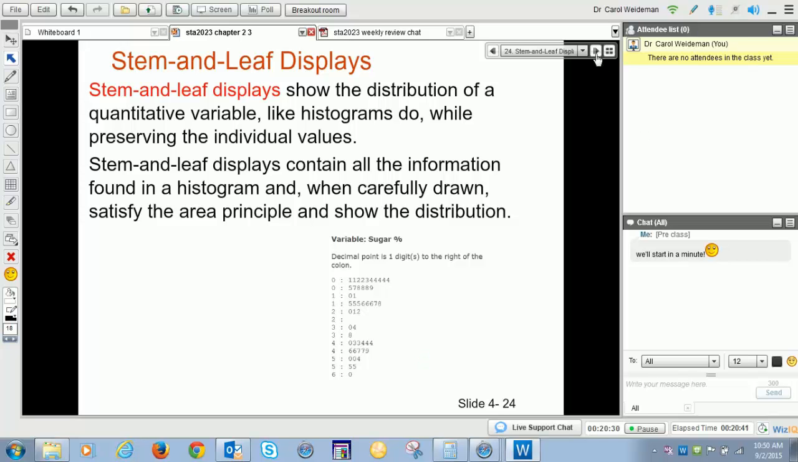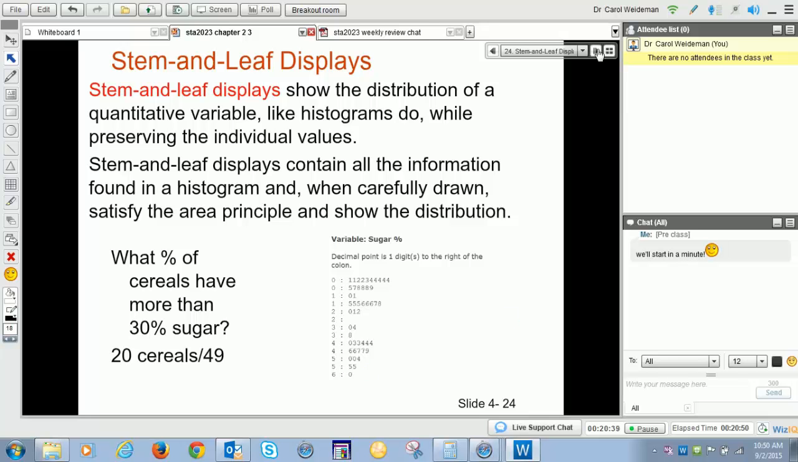So now I can ask that same question, what percent of cereals have more than 30% sugar? I could add up here, 1, 2, 3, etc. And when you do that, you come out with 20 over 49, which is about 41%, which is what we guesstimated off the histogram.